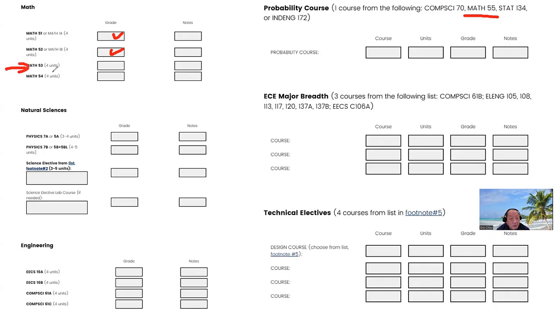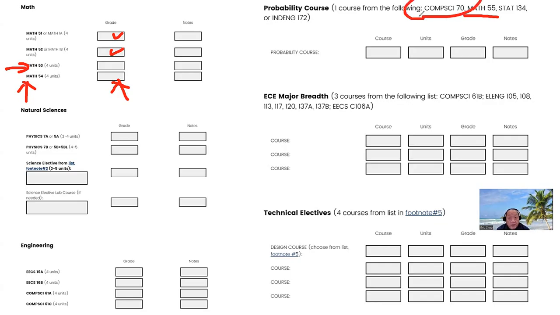53 is multivariable calculus, a course required by the engineering school. This one is not new, so it's okay. It's the same as EECS. 54 is the extra math requirement for linear algebra and differential equations. We also strongly recommend you take this one, so no problem. And for the probability course, you can take CS 70, just like the computer science major students, or you can take Math 55.